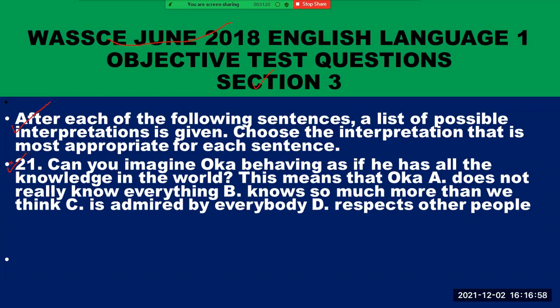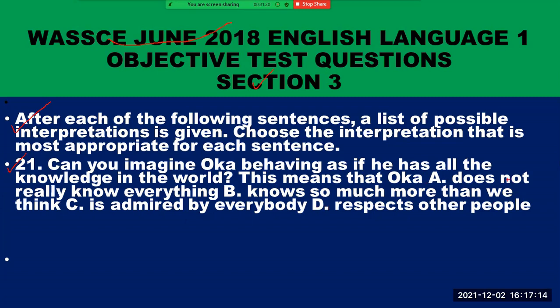All right. Now let's look at the question number 21. Can you imagine Oka believing as if he has all the knowledge in the world? This means that Oka A does not really know everything.